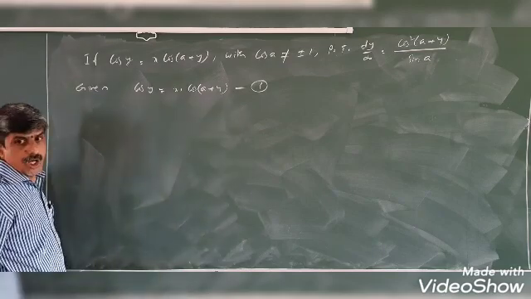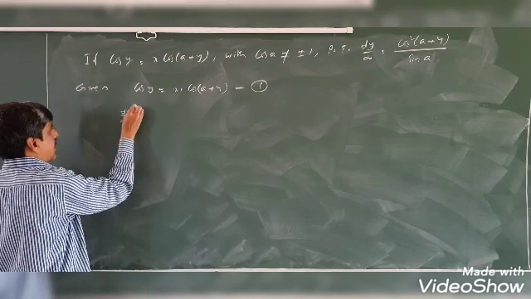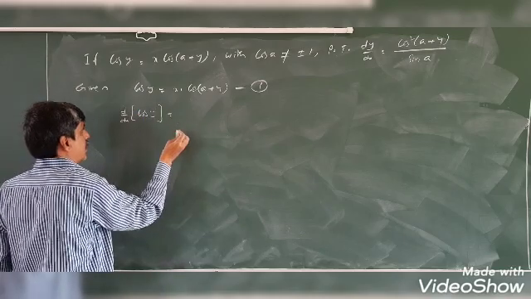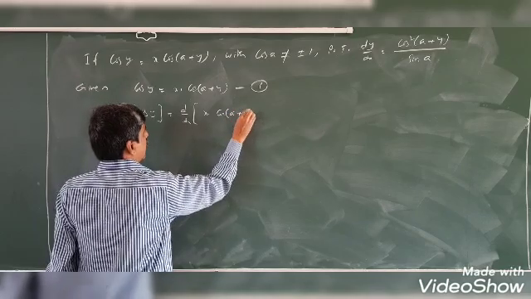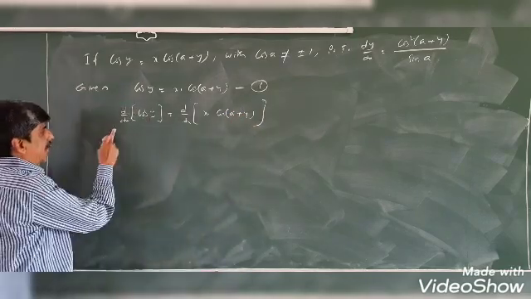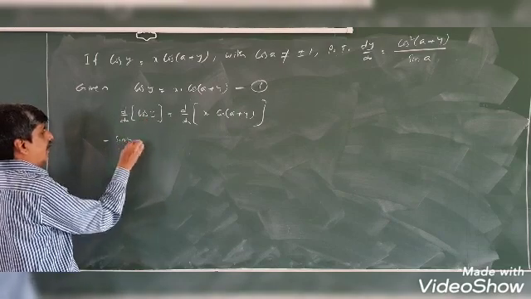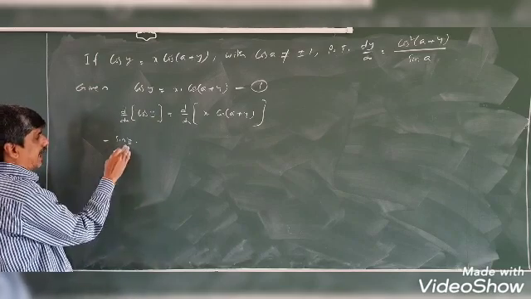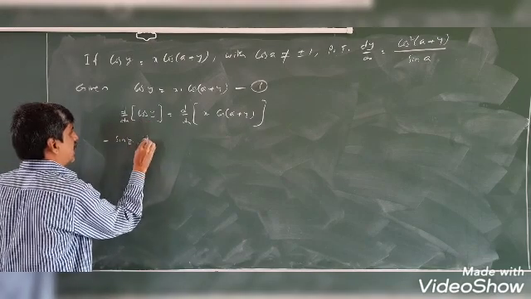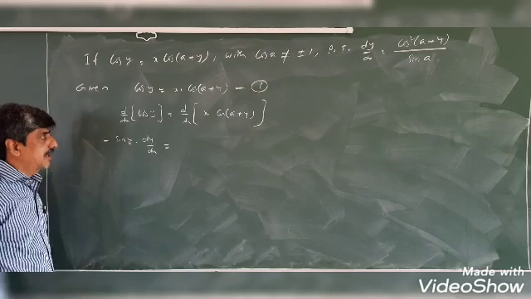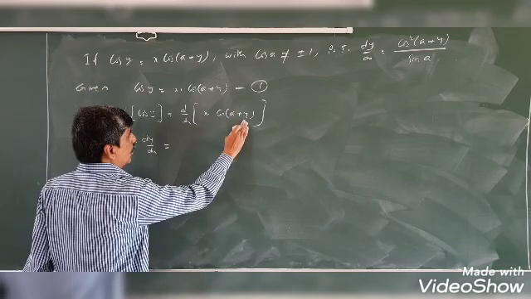Differentiate with respect to x on both sides. So d by dx of cos y is equal to d by dx of x into cos of a plus y. d by dx of cos y is minus sin y, but here in the place of x, x is not there. Then d by dx of y is dy by dx. This is equal to d by dx of x into cos of a plus y, which is d by dx of u into v.